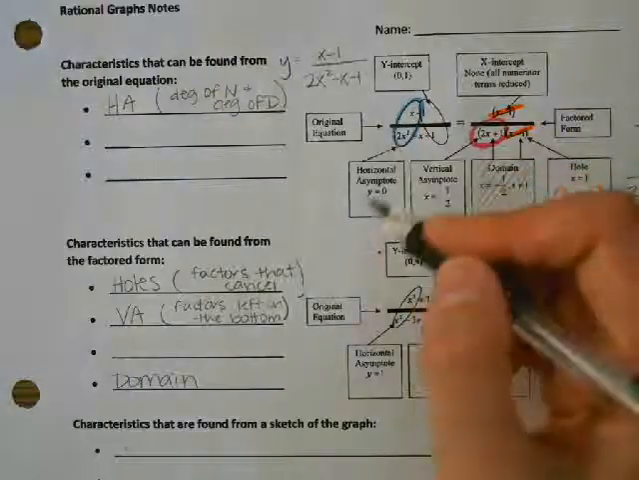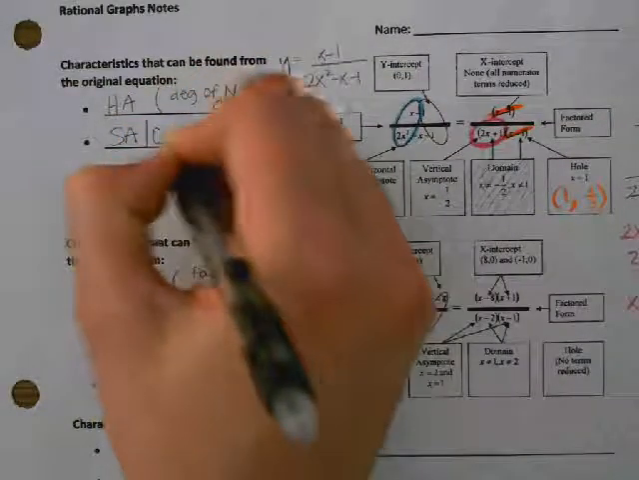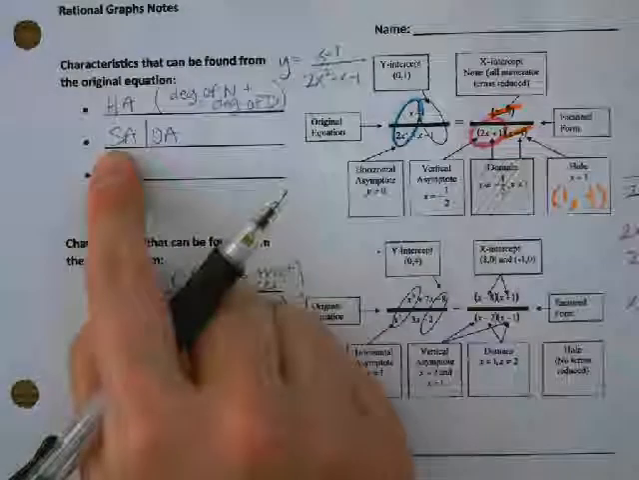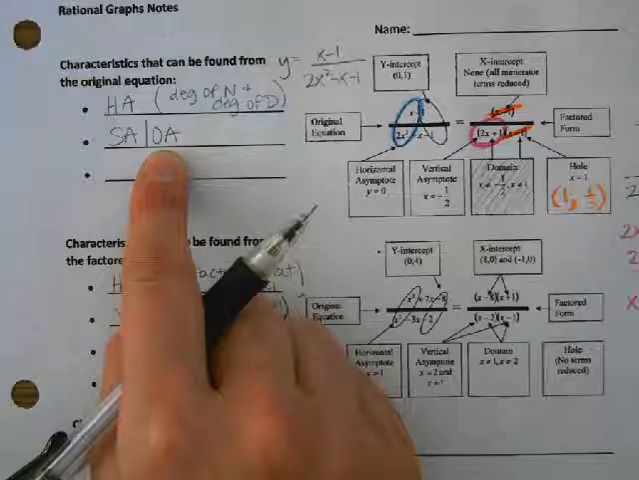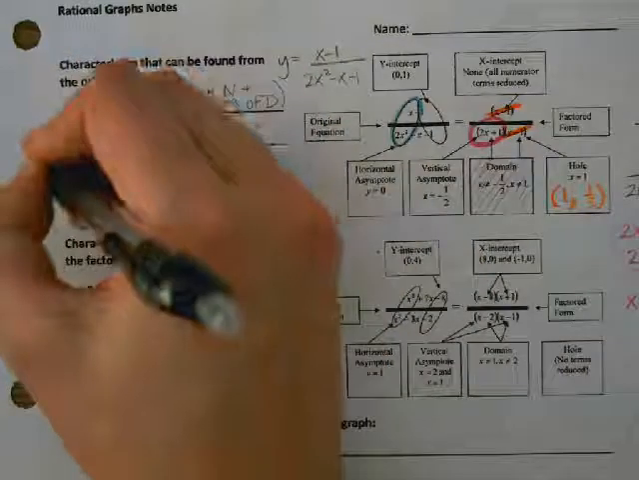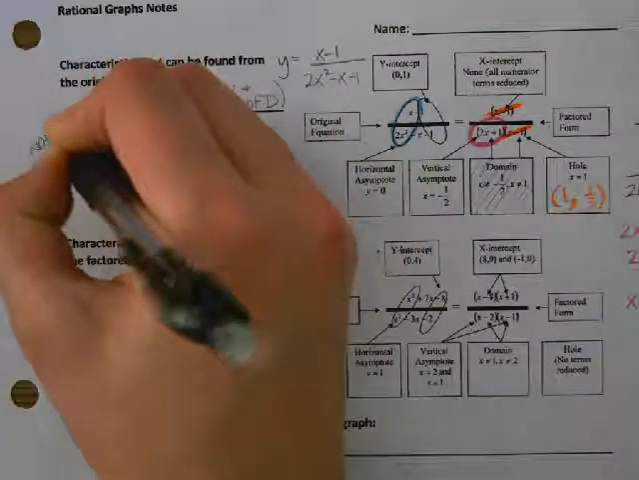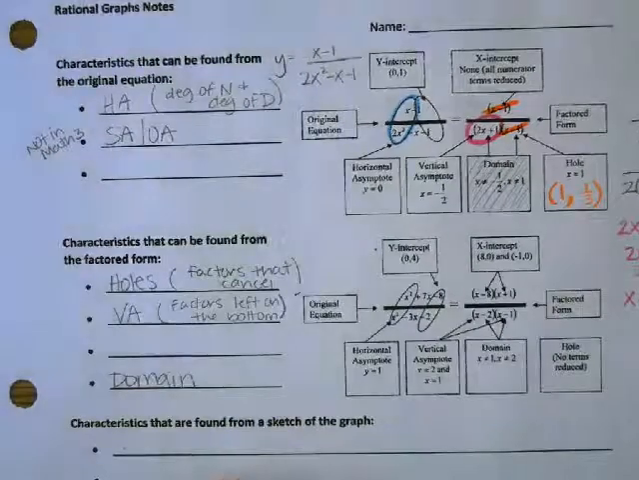Slant asymptote. So here we're going to say another thing that you can find from the original equation is if you have a slant asymptote or an oblique asymptote. It's just a fancy way of saying your asymptote is diagonal instead of horizontal or vertical. You've got a diagonal one. And this is not something we're going to find in Math 3. That's something that you're going to find in pre-calculus.